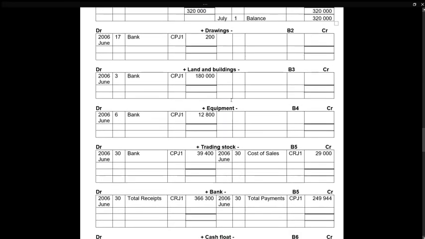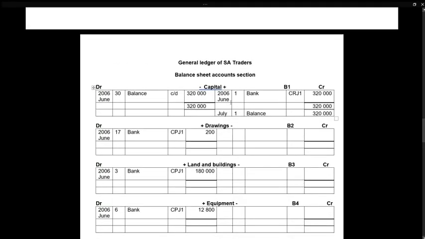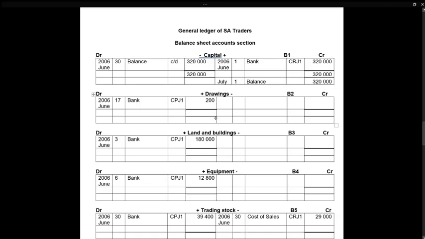Right, all of the balance sheet accounts will work the same. I'm quickly going to do them. Okay, drawings. Which side's the larger side? Debit side. Therefore, how much do I need in my smaller side to make the two sides equal? 200 Rand. This is a calculation, therefore my details will be carried down.